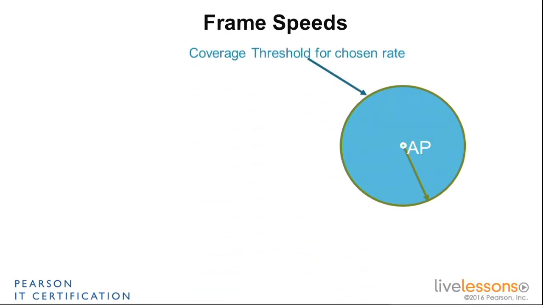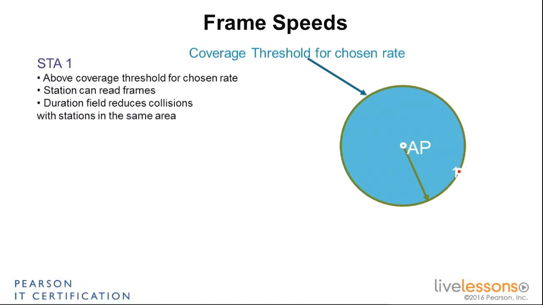There is what we call the coverage threshold for the rate at which you're sending. So if you're sending some traffic and there is a station that is at point 1 and you're sending, say, at 24, that is the point where the station receives the modulation at 24 megabit per second and has enough RSSI, enough SNR to be able to read and understand that 24 megabit transmission, and is going to be able to decipher that frame and understand it.